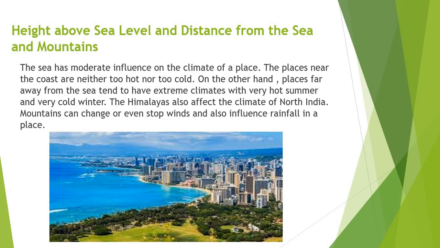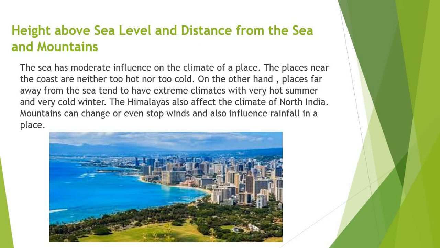Okay. So the sea has a moderating influence on the climate of a place. The places near the coast are neither too hot nor too cold. That means the places near the coast have a moderate climate. For example, Chennai, even Mumbai, has a moderate climate. Why? Because it is just near the sea. And the main reason behind that is the land and the sea breeze, which we are going to study about in the temperature and heat chapter.